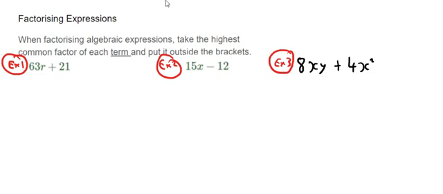Hi guys, so this is factorizing expressions. So one sentence I've got written here is: when factorizing algebraic expressions, take the highest common factor of each term and put it outside the brackets. So that'll be your first step anyway.